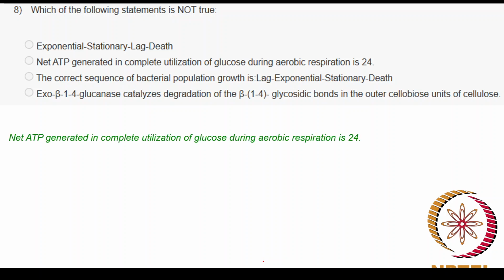So the solution is: net ATP generated in complete utilization of glucose during aerobic respiration is 24. This is the wrong statement. So in the comment box, you can let me know: what is the net ATP generated in complete utilization of glucose during aerobic respiration? What is the number of ATPs generated? You can answer that in the comment.